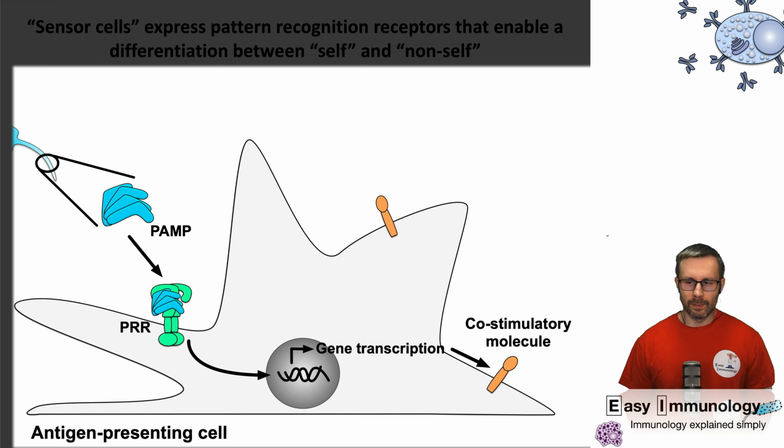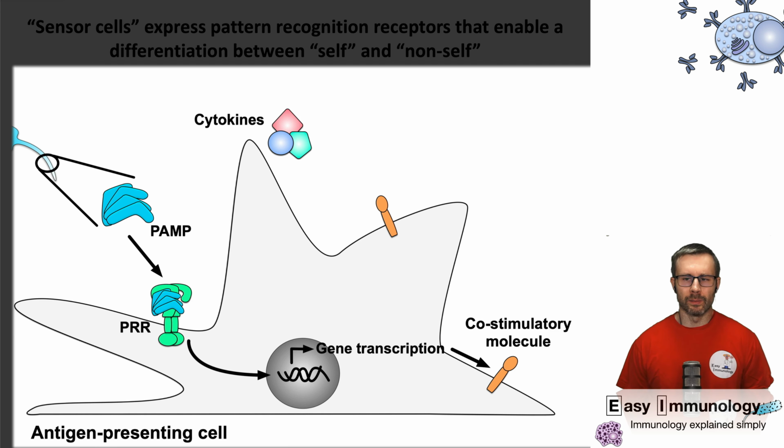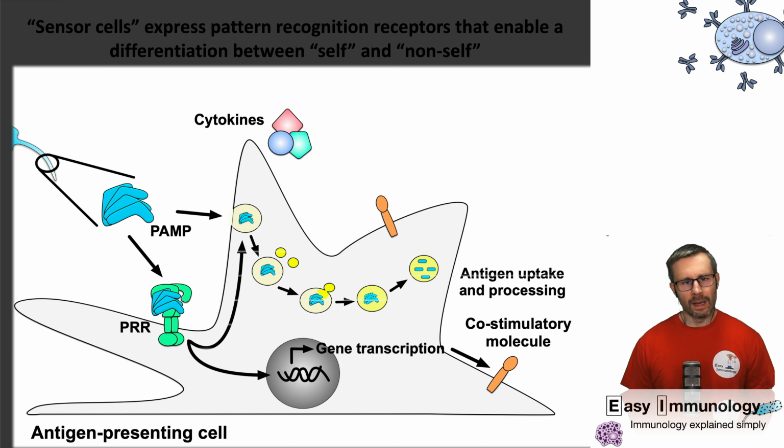For example, they express certain co-stimulatory molecules on their surface. So these are molecules that are only there if this process has happened, if the cell has found something dangerous. So it's basically a translation of the information that something dangerous has been found by the antigen-presenting cell into the expression of these molecules. They also make cytokines, very small soluble molecules that transmit information between cells in our body.